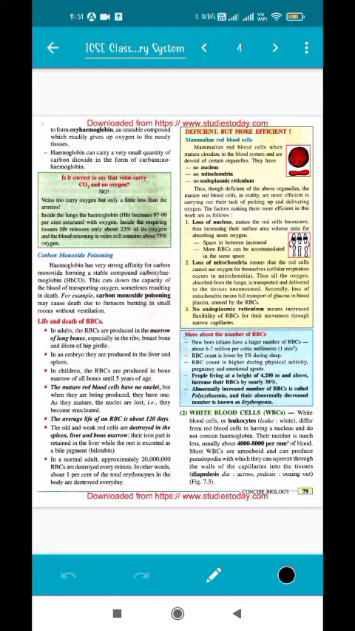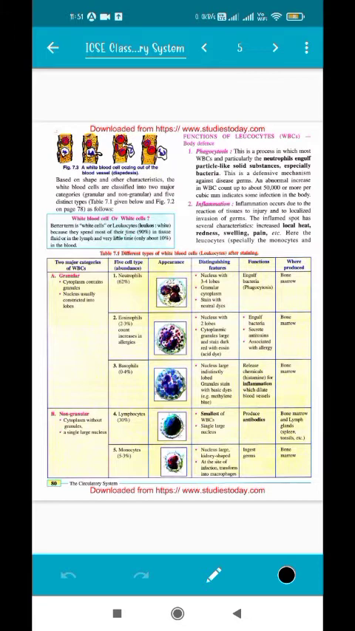So generally the number of white blood cells in our body should be about 4000 to 8000 per millimeter cube of blood. But if it is more, it might be a problem, and if it is less, it might be a problem. So WBCs are actually associated with protection of our body from various types of toxins or virus or bacteria, whatever. So how do they do this? You are going to learn.